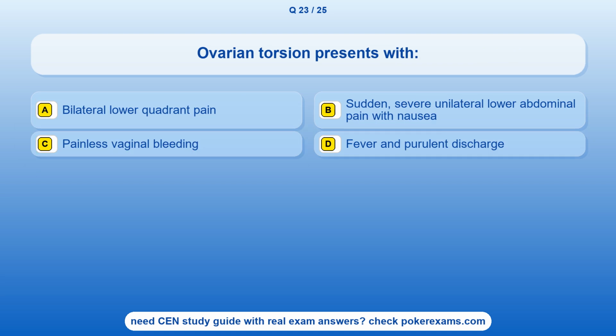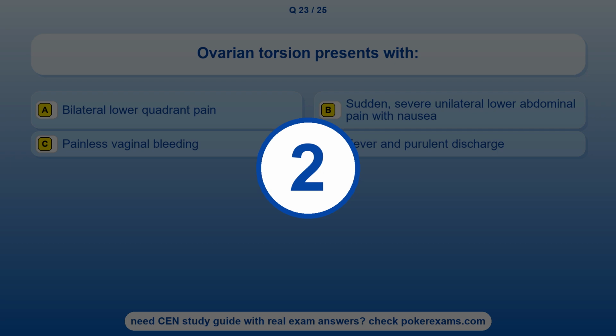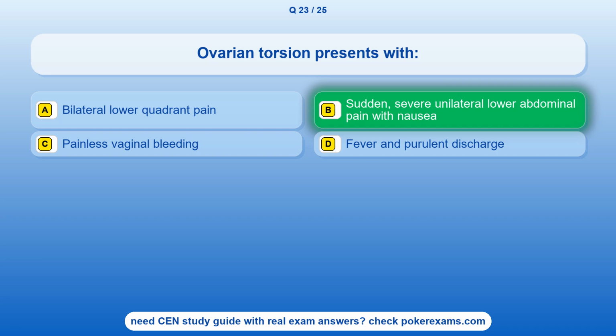Question 23. Ovarian torsion presents with: Option A. Bilateral lower quadrant pain. Option B. Sudden, severe unilateral lower abdominal pain with nausea. Option C. Painless vaginal bleeding. Option D. Fever and purulent discharge. The correct answer is option B, sudden, severe unilateral lower abdominal pain with nausea.